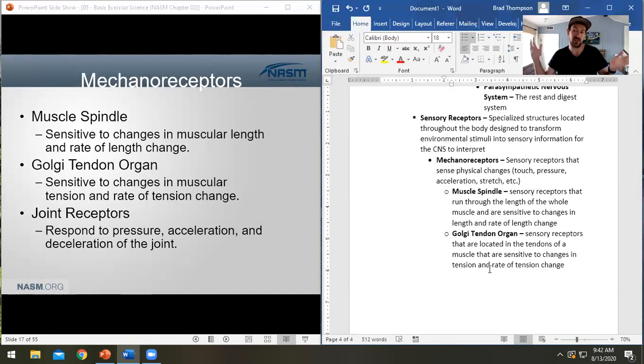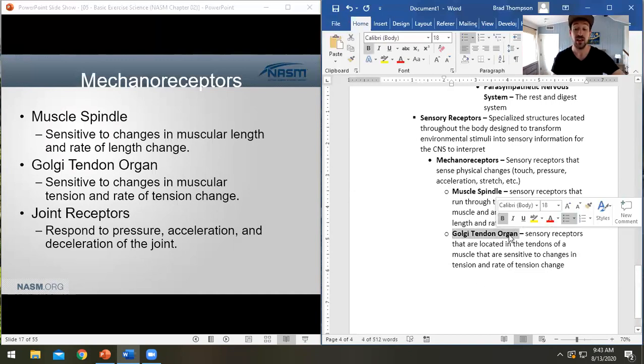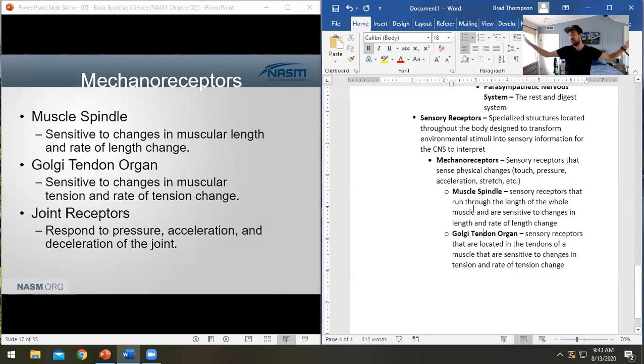Maximum length means oftentimes maximal tension. But what's kind of cool is if you put pressure on a Golgi tendon organ, whether that's by actively putting pressure, by squeezing, or by stretching it end to end and sitting in that kind of discomfort, it freaks out along with the muscle spindle for a little while. It's like, we gotta stop, we gotta stop, we gotta stop.